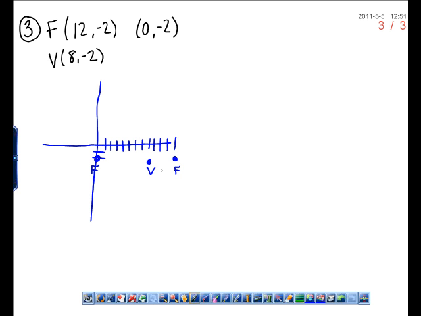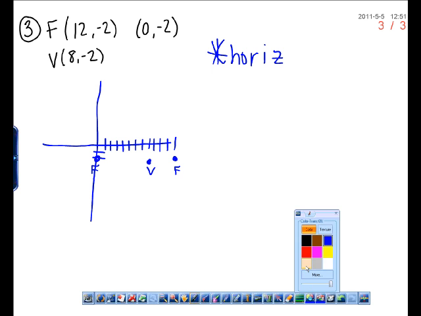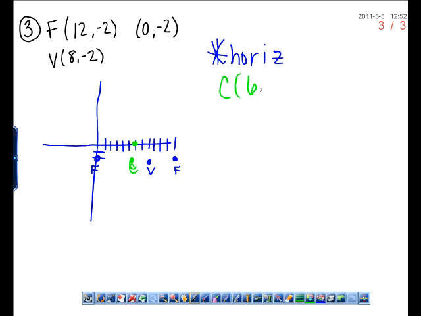All right. Horizontal hyperbola or vertical? Horizontal. Can we find our center? Yes. How can we do that? Midpoint of the foci. Yep. It's got to be directly in between your foci. So what is our center? 6, negative 2. Good. Oops, sorry. It should be right there. So our center is at 6, negative 2.